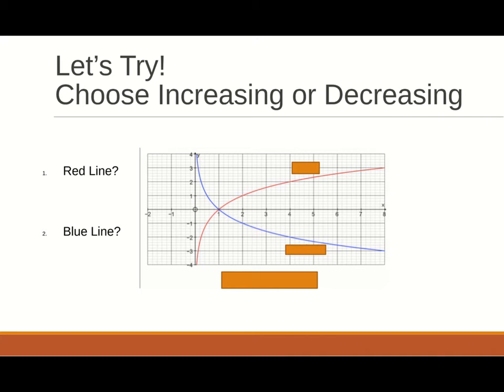So let's try these. Look at the red line. Determine if the red line is increasing or decreasing. If you chose increasing, you'd be correct. As you read it left to right, you will see that it is going up, so it is increasing. So now let's look at the blue line. Is the blue line decreasing or increasing? If you are reading it left to right, you notice that the blue line is going down, so it is decreasing.